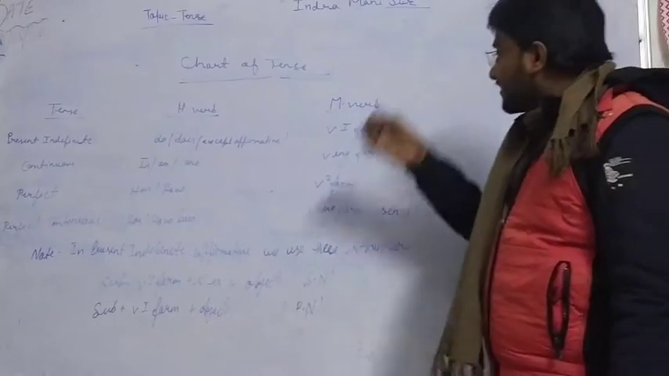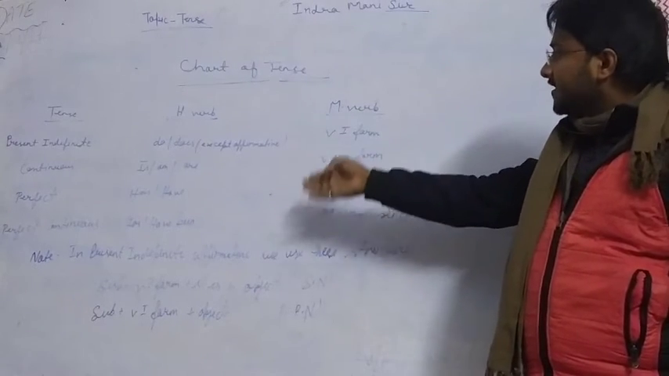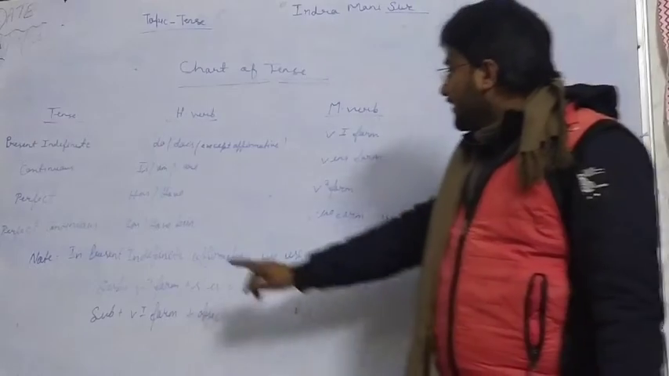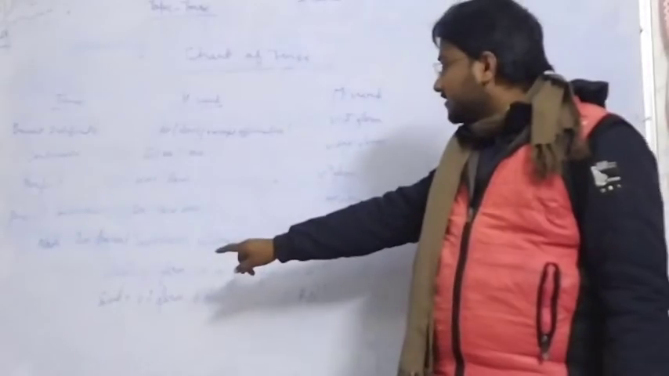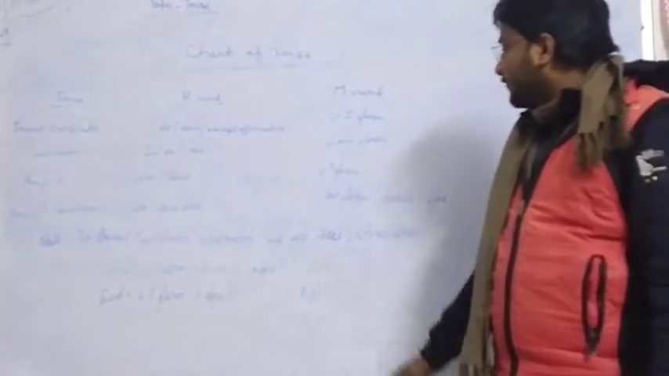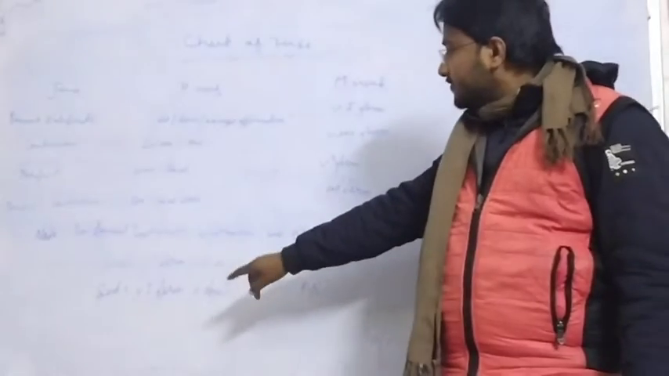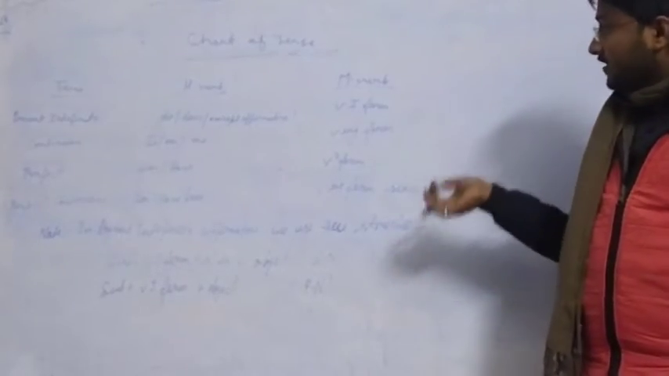So these are the description about the present tense: present indefinite, continuous, perfect and perfect continuous. And note, in present indefinite affirmative we use these structures: subject verb in first form s or es plus object for singular number, subject verb in first form plus object for plural number. So you will write this.